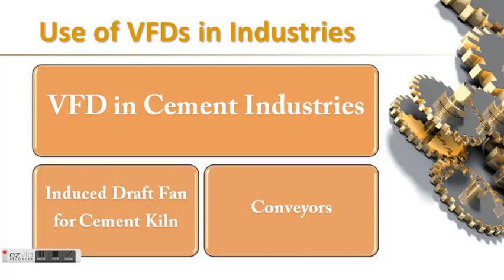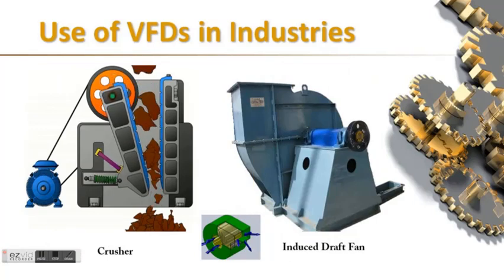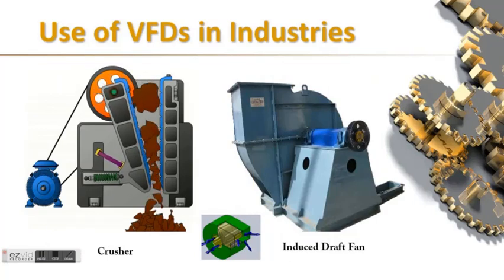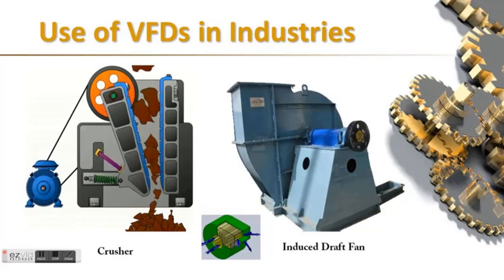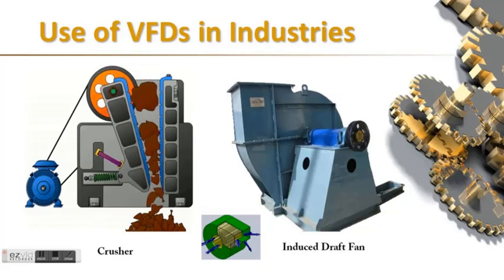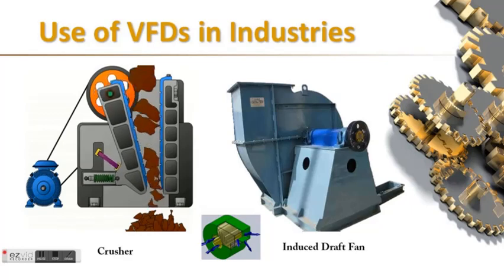VFD in cement industries. The major process in the cement industry can be divided into two parts, which are as follows. 1. Induced draft fan for cement kiln. 2. Using conveyors to move raw material. In the cement industry, limestone and clay are major raw materials, and they are to be crushed into fine powder, and then blended. In crushing and blending machines, induction motors are usually used. To operate these motors, VFDs are normally used.